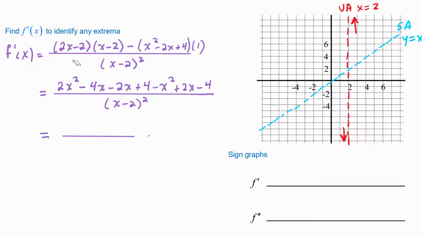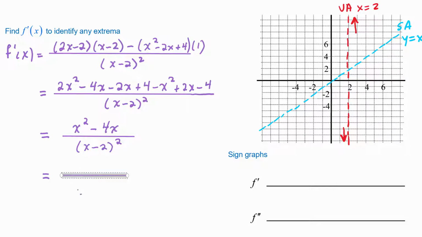In the numerator, we have 2x squared minus x squared is x squared. This minus 2x will cancel with this plus 2x, so we bring down minus 4x. And this adding 4 and subtracting 4 will cancel out. We bring down the denominator, x minus 2 squared, and then we're going to need to factor the numerator.